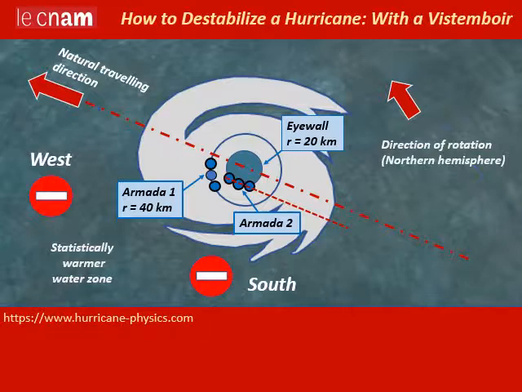One knows, in this respect, that the eye is a relatively calm region. Let's use the example of a hurricane in the North Atlantic to illustrate our proposed solution. Armada 1 would be positioned under the eye wall in the area marked on the slide, under the hurricane's axis of movement, about 20 kilometers upstream of the eye wall. In a second action, we would position another fleet of Vistemboirs, Armada 2, under the wall of the eye, along the tangent parallel to the hurricane's axis of movement. With the armadas in place, local cold water injection could begin.